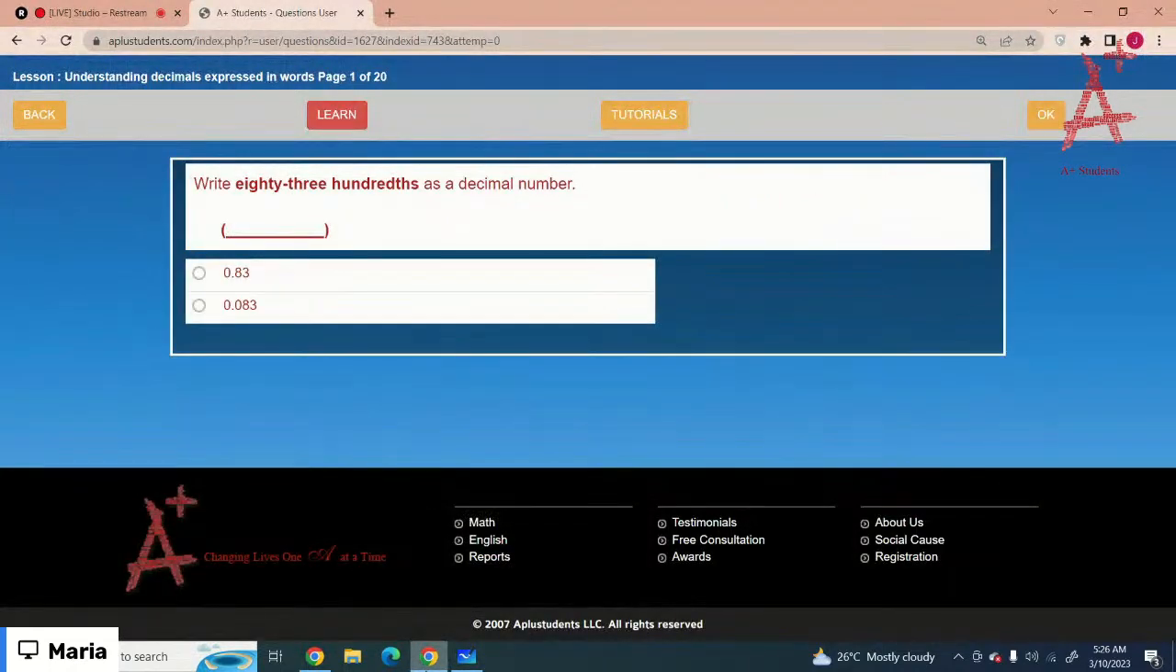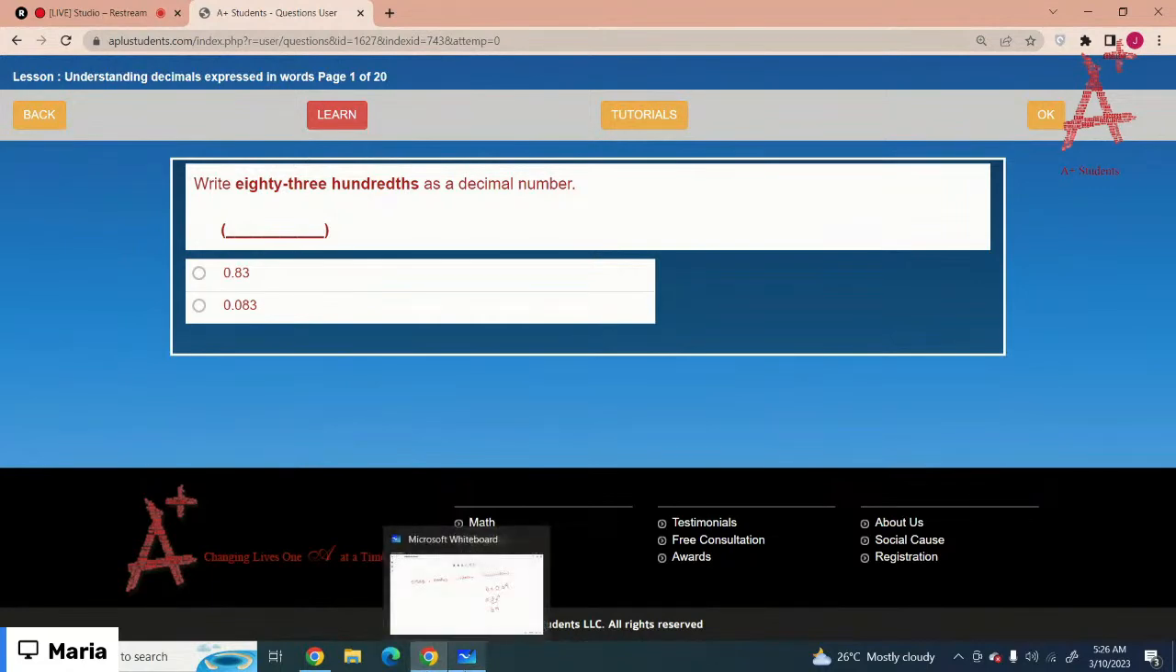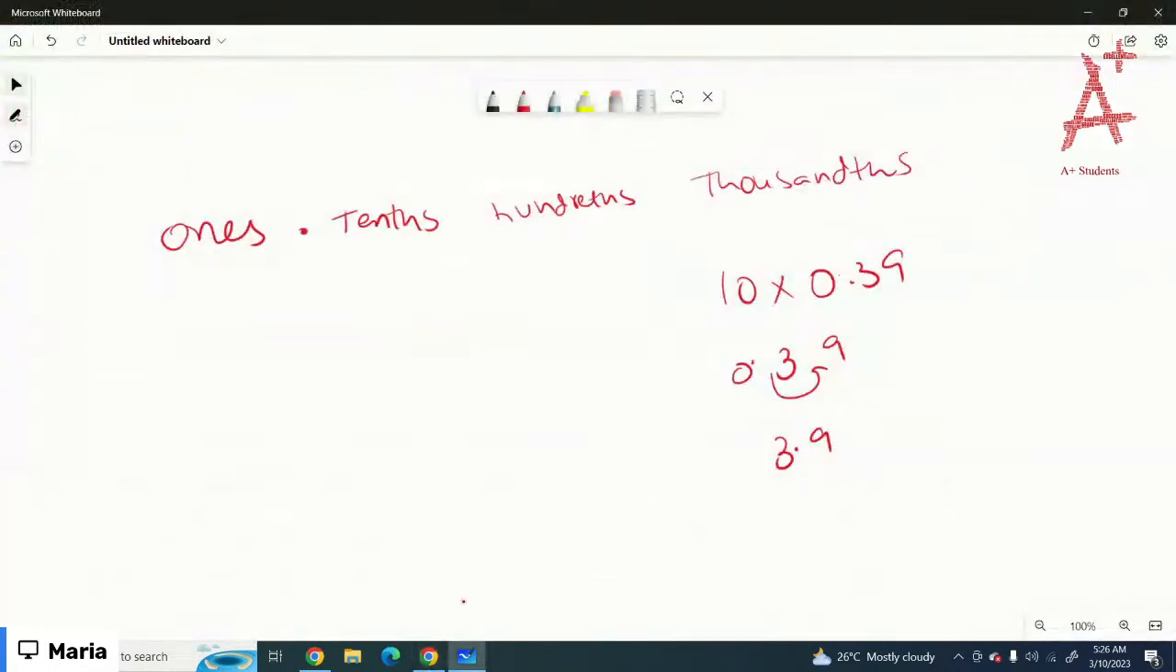83 hundredths. Got it? Here you have hundredths. That means 83 hundredths. So it would be 0.83. Got it? This is 83 hundredths. So the correct option is 0.83.